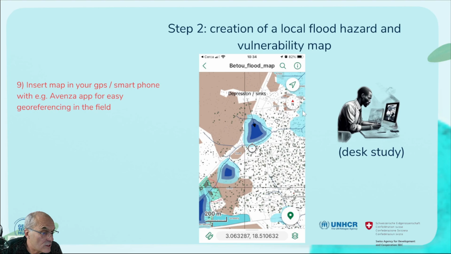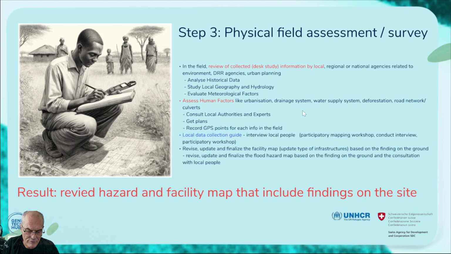Maybe you can see that yourself, maybe not, you can ask, but we move now to step number 3, which is the physical field assessment. I have developed my desk study. I have collected all the information I could collect, and now with that information I go to the field. I take my plane and I go to Congo.